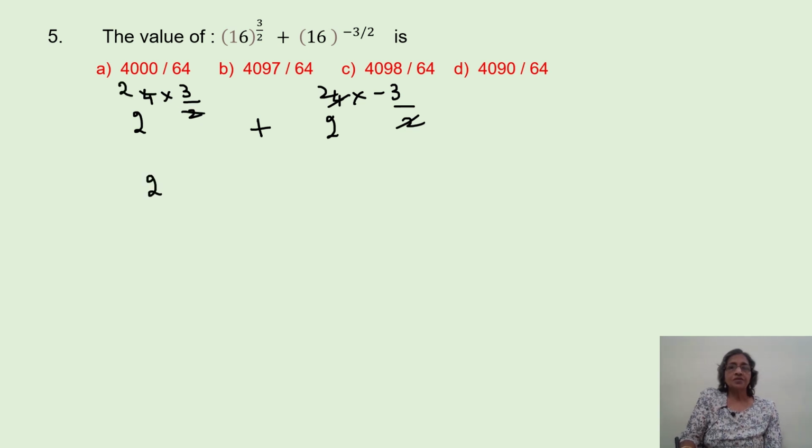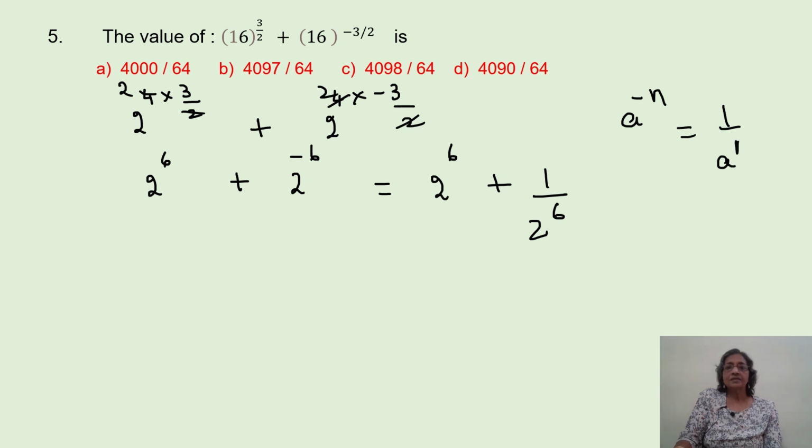So this will be 2 raised to 6 plus 2 raised to minus 6, which I can write as 2 raised to 6 plus 1 upon 2 raised to 6. Now the property that we have used here is this one: a raised to minus n equals 1 upon a raised to n. 2 raised to 6, that is 64, plus 1 upon 64.